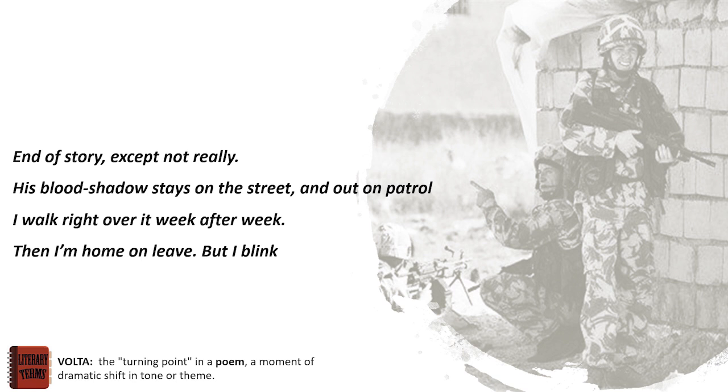His blood shadow stays on the street. Now, blood shadow, really interesting image that Armitage has used here. So blood shadow could be the physical stain of blood on the pavement, on the street, but I think it's more metaphorical, really. The idea that the blood shadow is like a ghostly, imaginary stain, that even though there's nothing there, when this soldier walks past that particular place in the street, it's like he's haunted by this shadowy blood that he imagines is still there on the street. And it's the start of the idea that the death of this looter is haunting his mind. He cannot forget it. It's haunting his memories.